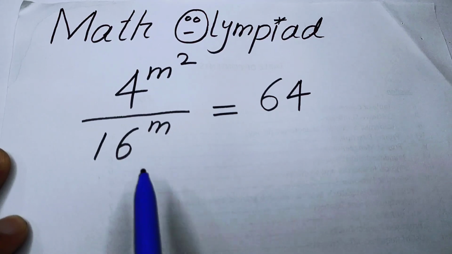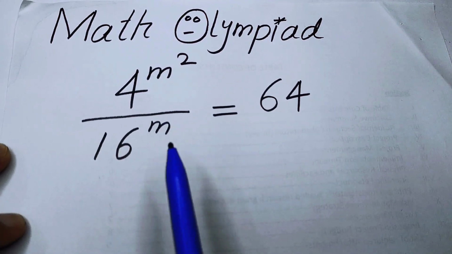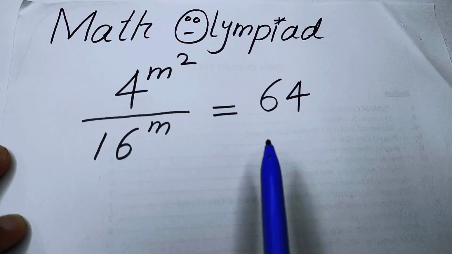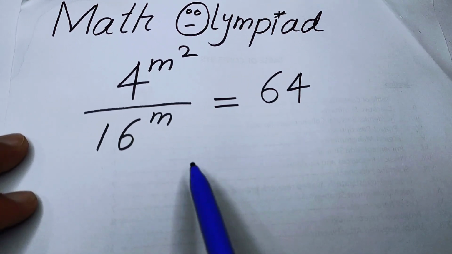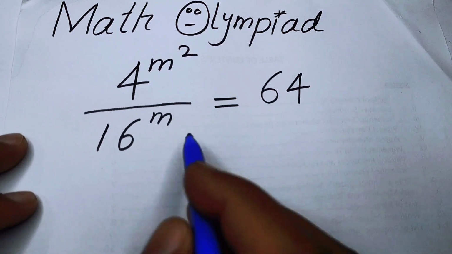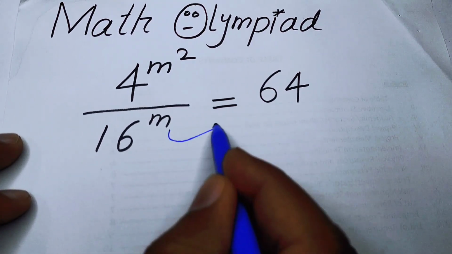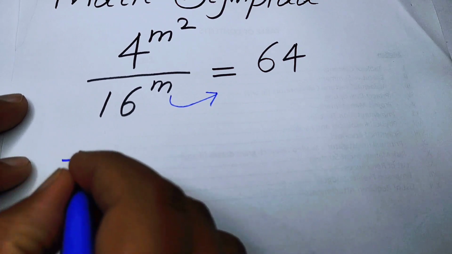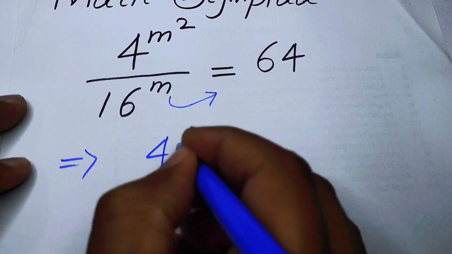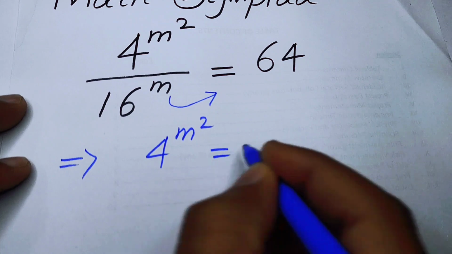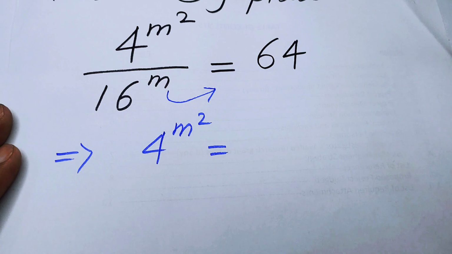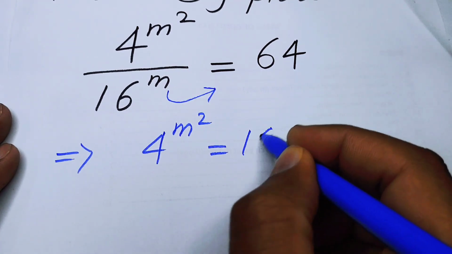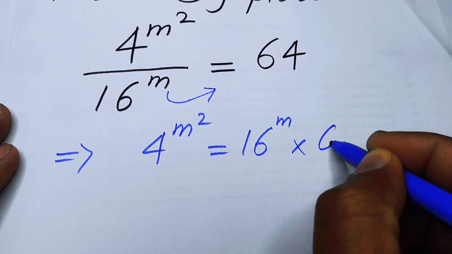Hello everyone, how to solve 4 to the power of m square over 16 to the power of m is equal to 64. The very first thing we are going to do is focus on the denominator. First I will take this denominator to the right hand side so that it will become 4 to the power of m square is equal to 16 to the power of m multiplied by 64.